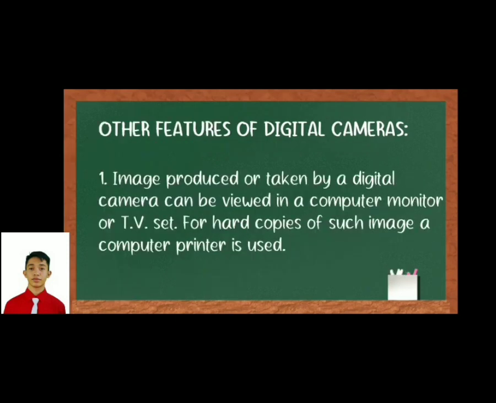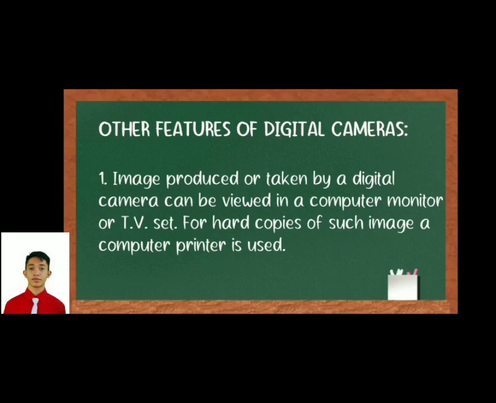And now let's tackle the other features of digital cameras. Number 1. Images produced or taken by a digital camera can be viewed on a computer monitor or TV set. For hard copies of such images, a computer printer is used.